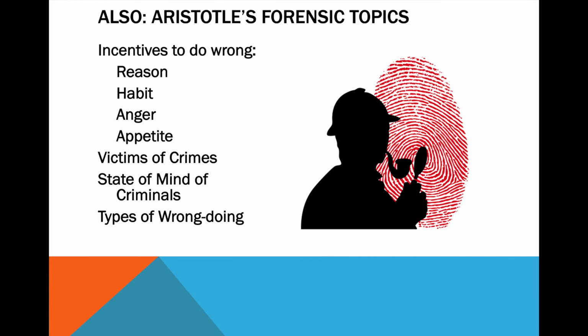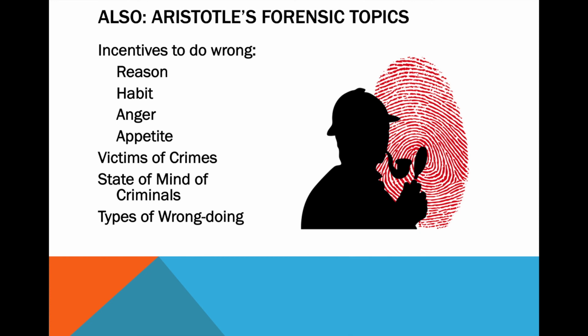What are all the different reasons why people commit acts of wrongdoing? And then how can we talk about those in terms of whether they relate to reasoning or deliberation, that is, or habit, or anger, or appetite. Then Aristotle gives us various topics to consider that are related to the victims of crimes, or that we can think about all the different things that go on in the mind of criminals when they're committing an act like this, right? What is the state of mind of criminals?